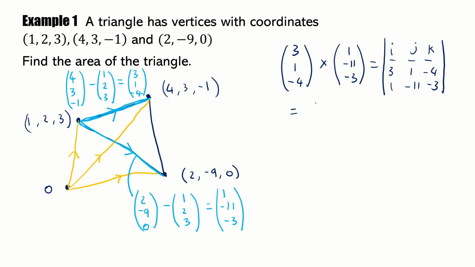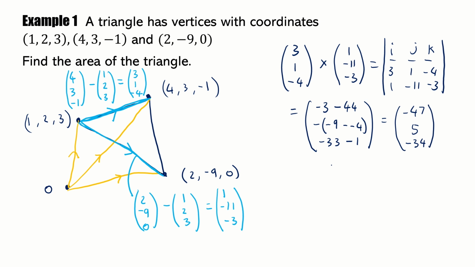So that's going to be minus 3 minus 44. We're going to have minus 1 lots of, minus 9, minus 4, and then lastly we're going to have minus 33 minus 1, which means our cross product is just simply minus 47, positive 5, and minus 34.